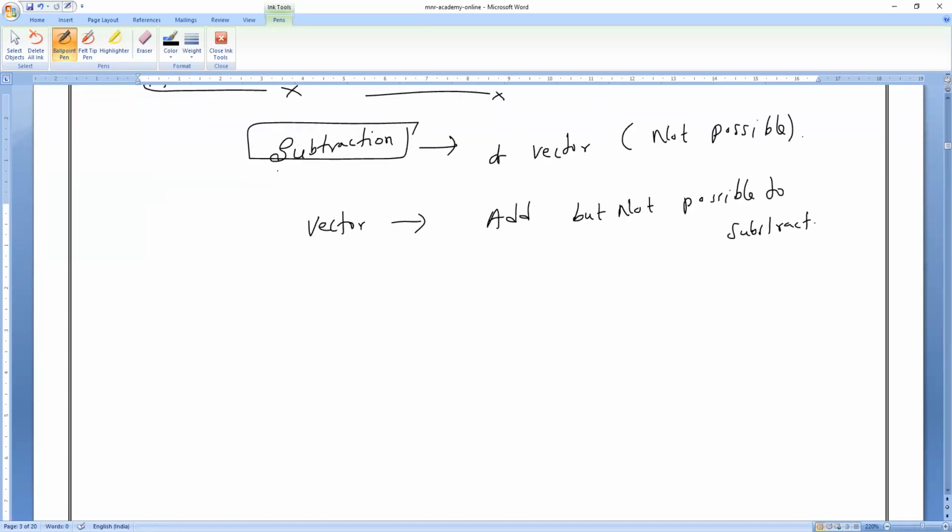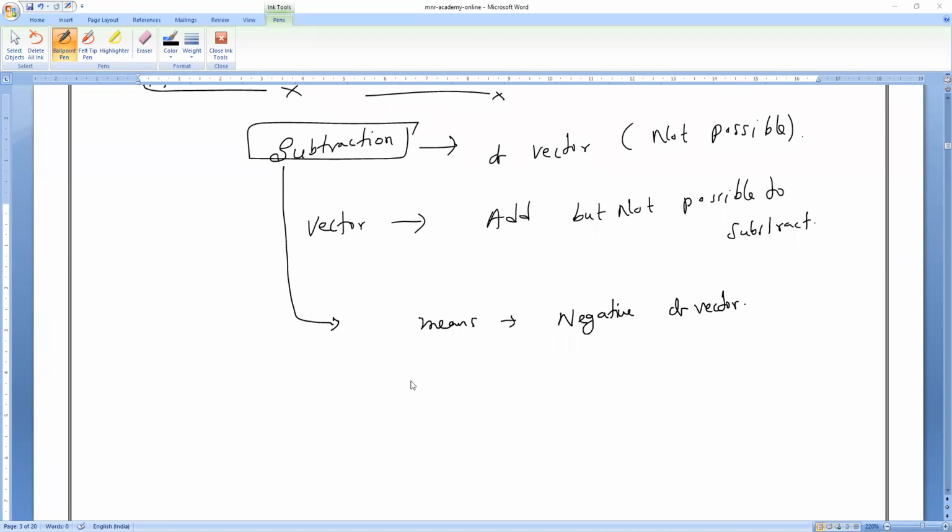As we all know, subtraction in mathematics means what? Negative. Yes or no? But actually a vector is not negative. It is the negative of a vector, meaning direction is deciding that. That is why the subtraction of vectors is not possible.